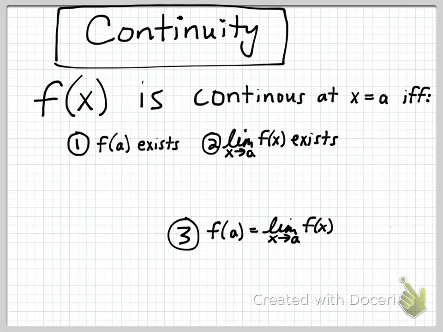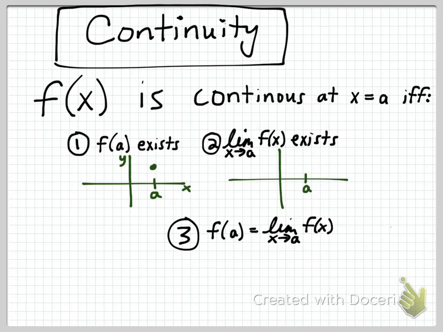A picture of what's going on here is a little bit easier. Here we have the x-axis and the y-axis, and somewhere along the way there's going to be an a. A represents just any real number along the x-axis. If f of a exists, it means that when you have an input of a, there is an output, and the output is some value of y. So f of a exists. That's fine. And then the limit of f of x as x approaches a also has to exist.